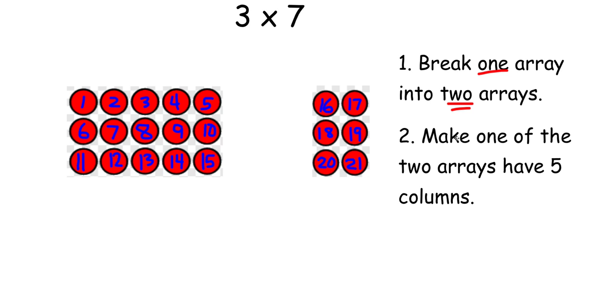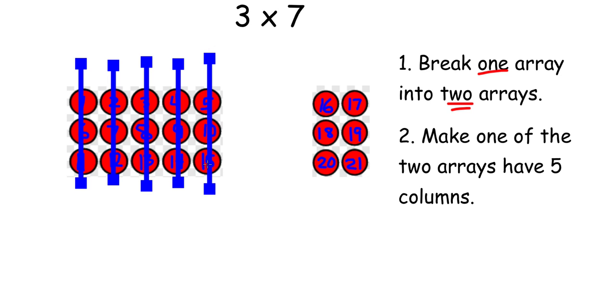Also, when I did that, the trick for you to remember here is this number 2 here. Make one of the 2 new arrays have 5 columns. Going back to that column idea, make sure that you keep one of those arrays having 5 columns. And that's what I did right here. So I'm breaking our original array, 3 by 7, into an array of 3 by 5.